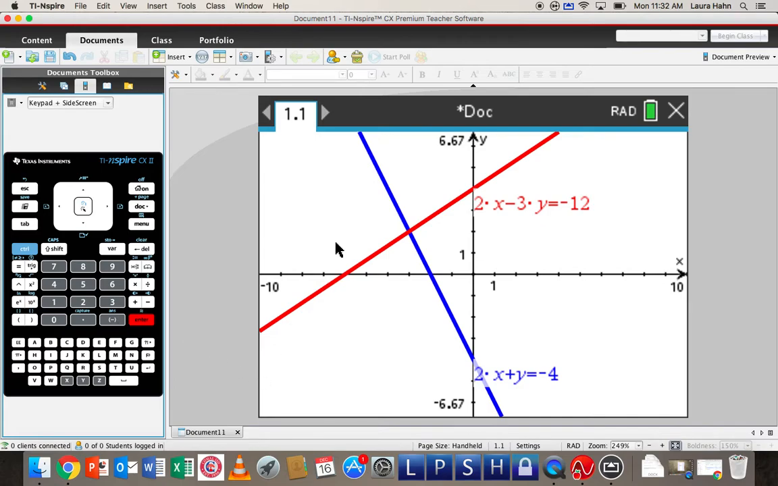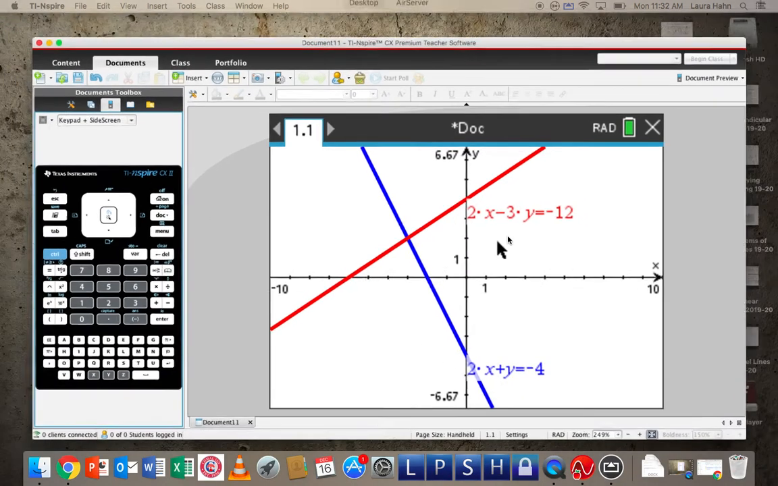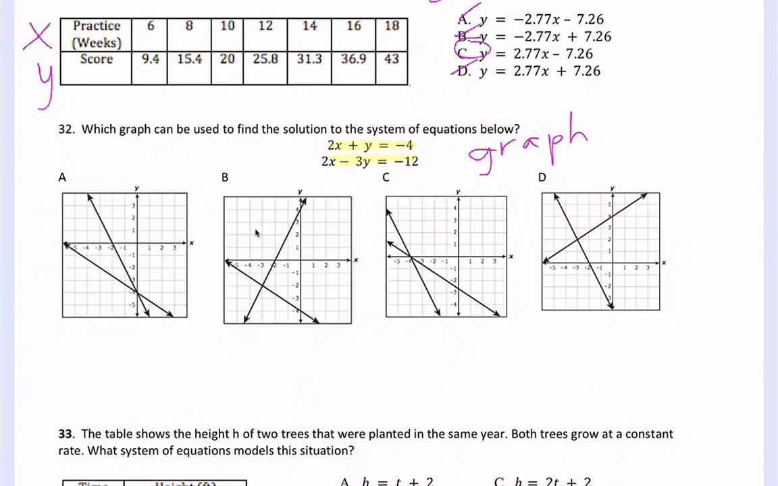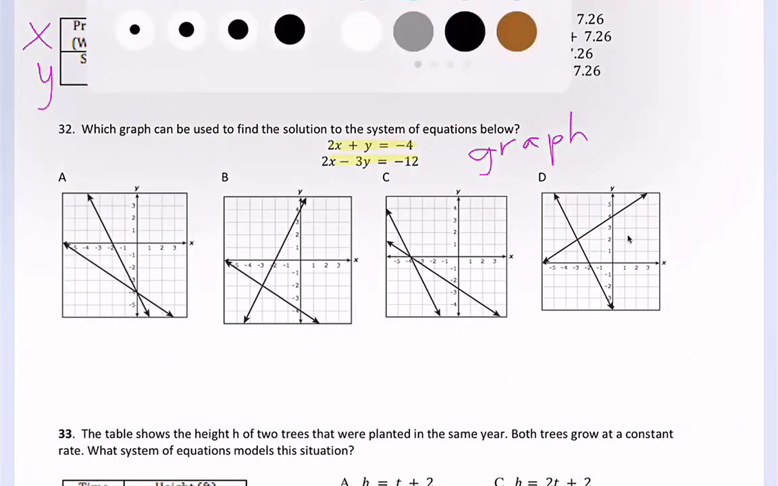All right, so this is what my graph looks like. I notice they intersect over here at this point. Okay, so now all I have to do is compare this to the graphs on my paper and find the one that matches it. So this looks like, let's go look. Nope, here it is, option D.